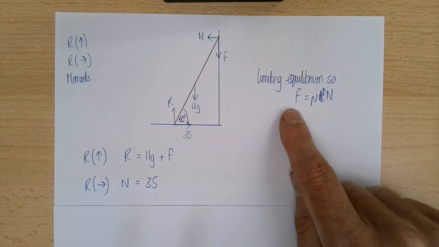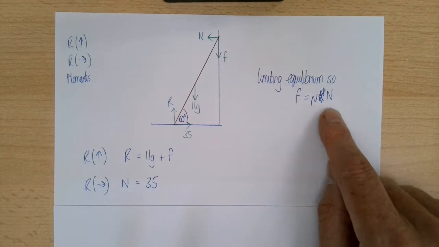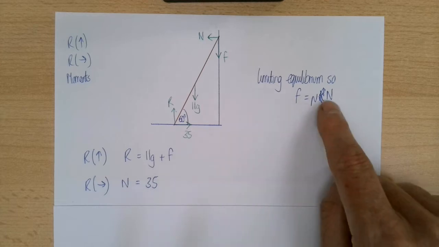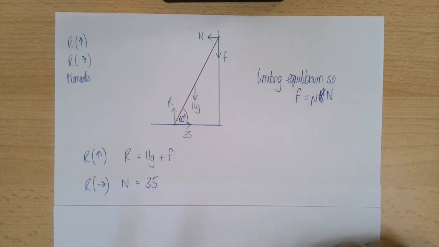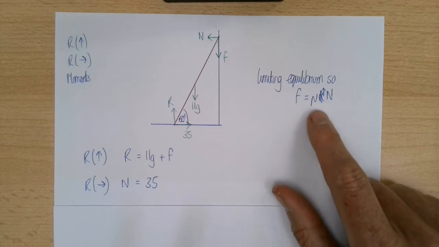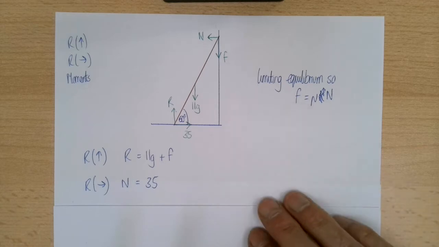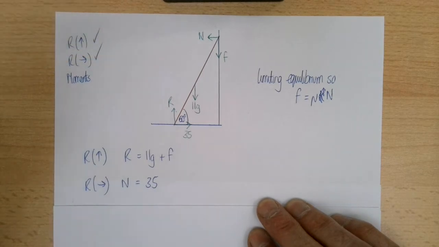And because I know this, I'm in a pretty good position here, in that I'm getting close to working out either F or the coefficient of friction. I know what N is, and in fact that's part A, the magnitude of the normal reaction of the wall on the ladder. So part A is 35. So okay, we've done that.